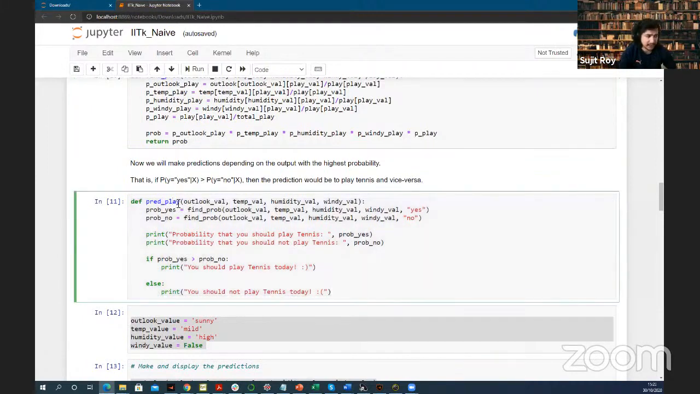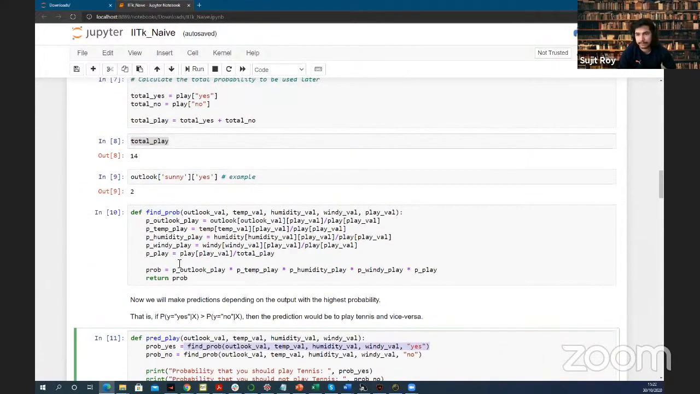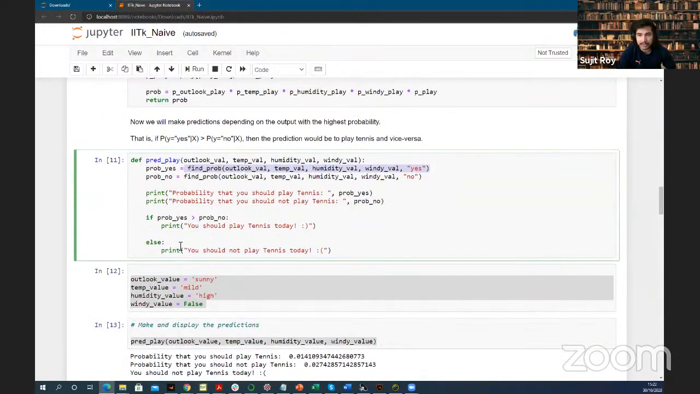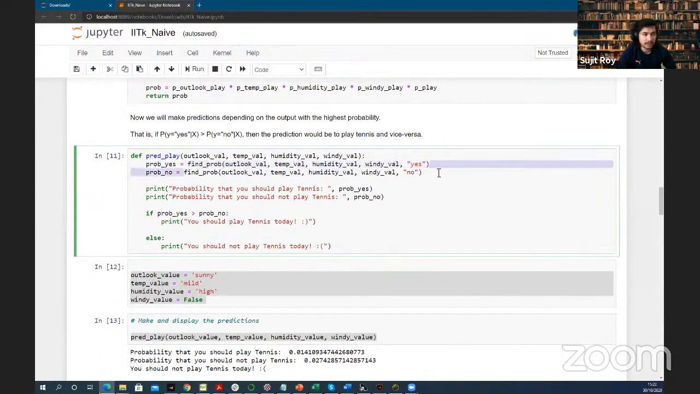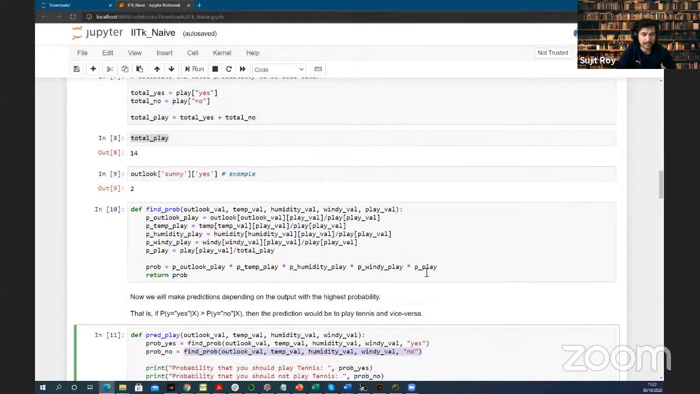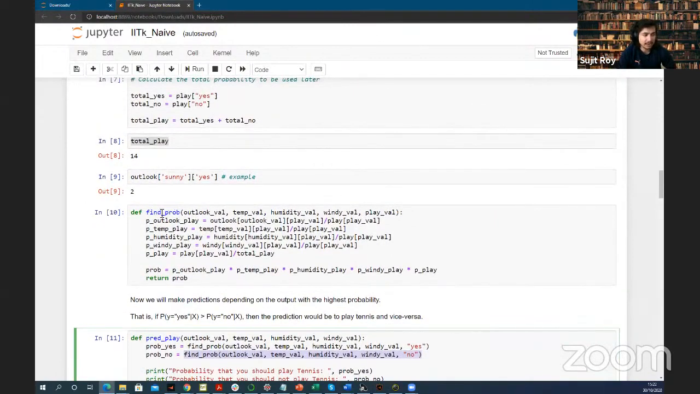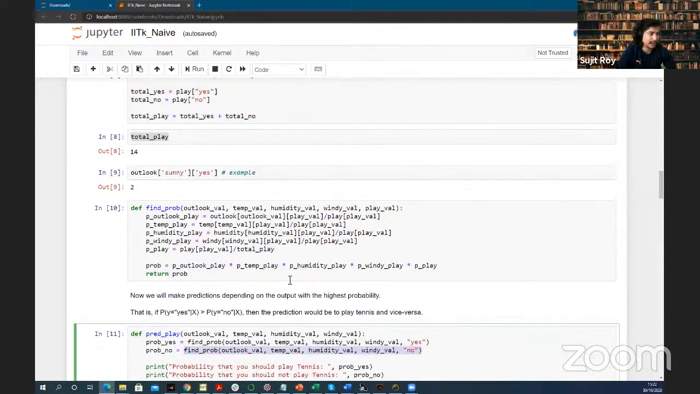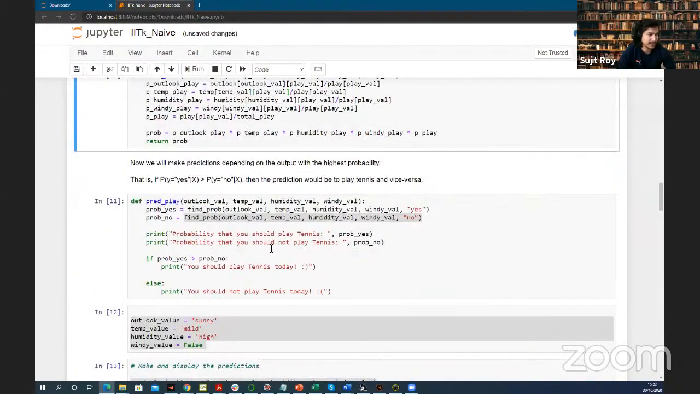So now I write again a function which takes 4 inputs: outlook value, temperature value, humidity value, and windy value. The probability of yes will be the probability of finding outlook value, temperature value, humidity value, and windy value. So when your program comes to this line, it will implement this function, and you will get a probability of yes. Now to calculate the probability of no, you will do this line and you will have this value again. So now you will get yes and no, and you will compare both of them and you will get an output. So let's try and run both of these definitions.